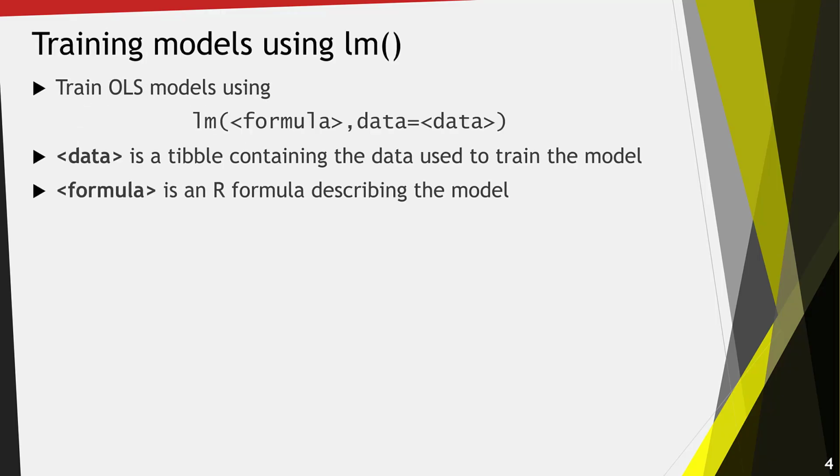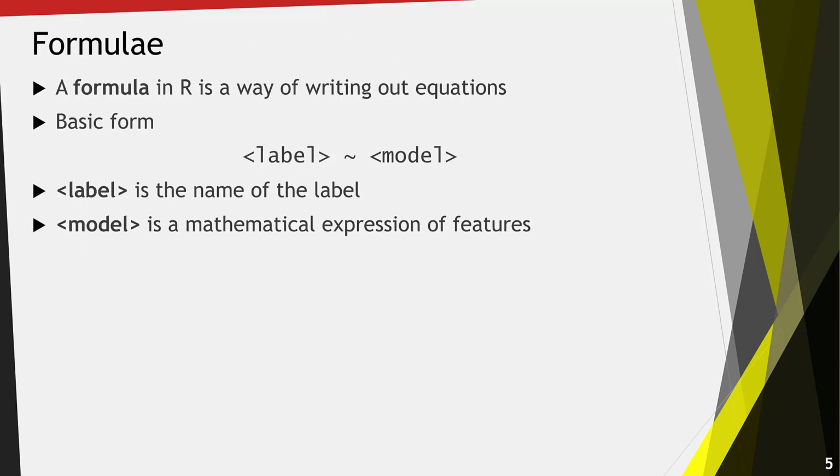You train OLS models in R using the function lm. It has two required arguments. The first is a formula, which is going to specify the label and the features to be used in the model. And the second is a data argument that specifies the tibble that contains the data that will be used to train the model. The formula component is specific to R. It's a way of writing out equations.